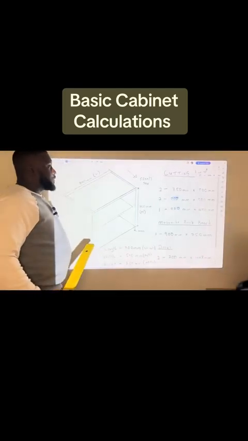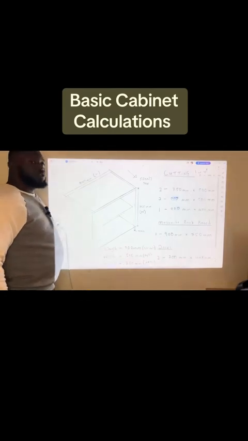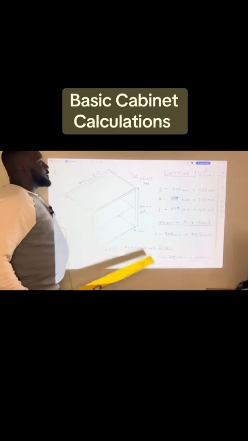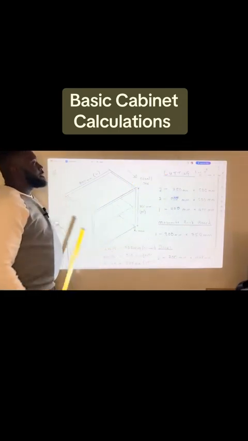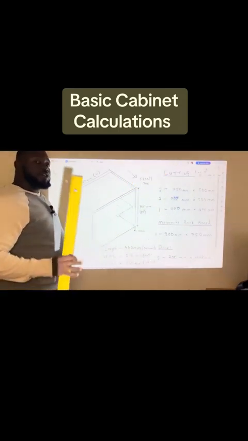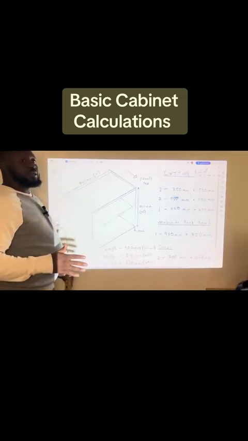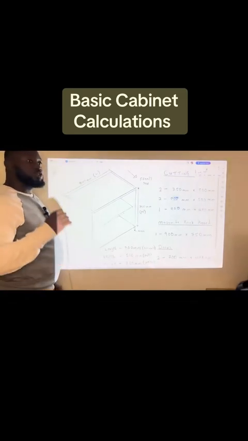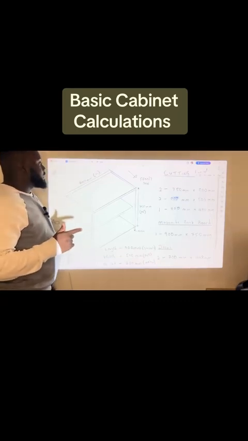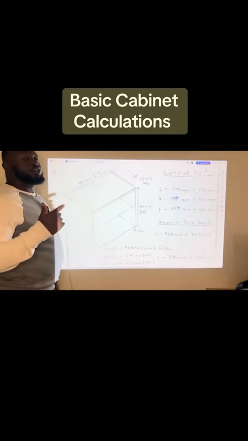Hi, let's talk carpentry. Today we want to talk about calculations and cutting list. Whenever you are starting a cabinet, you need to know your dimensions. Number one, you need to know the kind of cupboard that you want to put, and you need to know how it will look like.